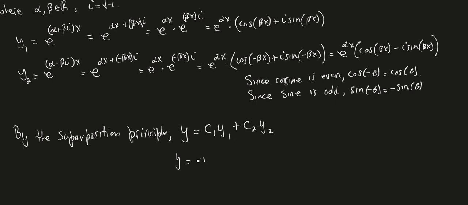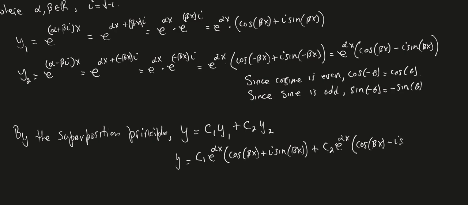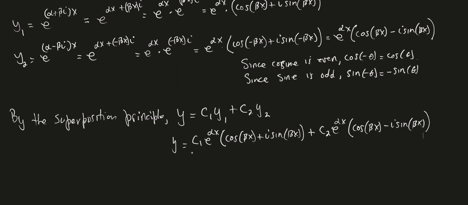So c1, and then times all of this, so I have my e to the alpha x, and then in parentheses I have my cosine of beta x plus I sine of beta x, and then c2 times this, so plus c2 times e to the alpha x, and then in parentheses I have cosine of beta x minus I sine of beta x. Well, what do we have in common?